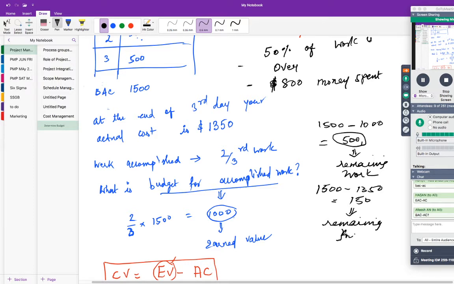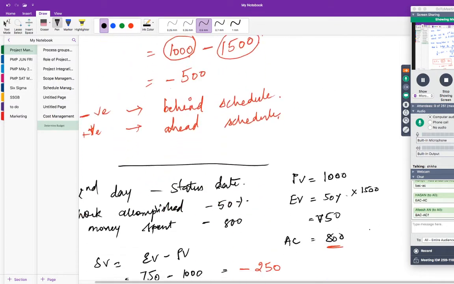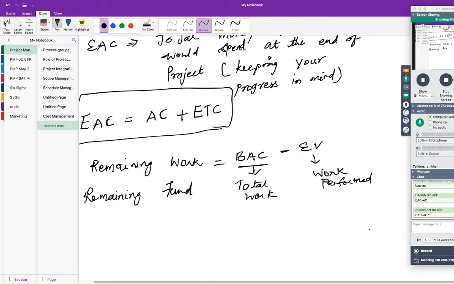You get this point? Now, why do I say this? There's no specific name for this. This is simply called remaining work and remaining fund. But this remaining work and remaining fund will help us with forecasting. So remaining work is equal to BAC minus EV, whereas remaining fund is equal to BAC minus AC. Okay. You get it? Fine.